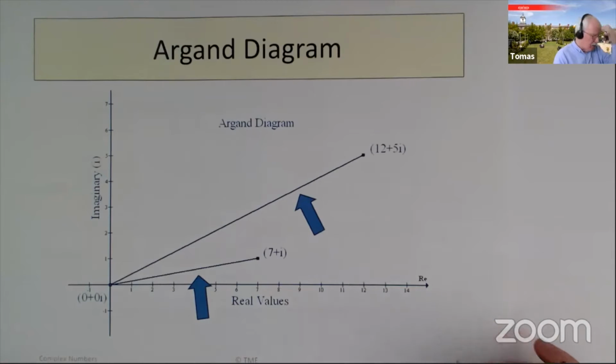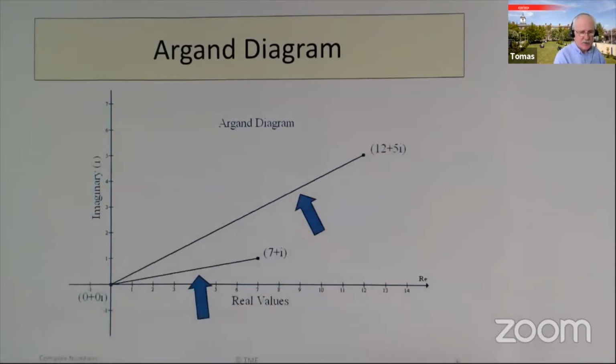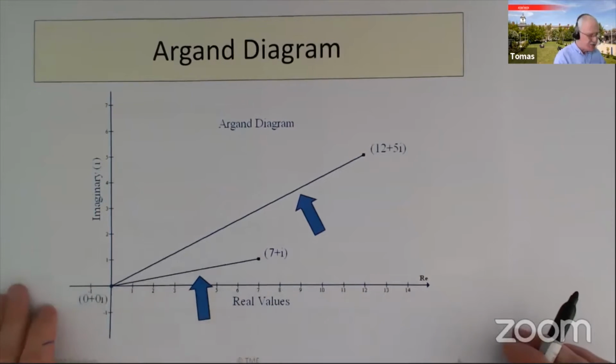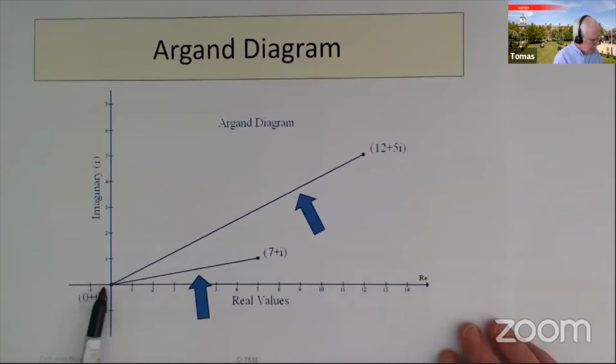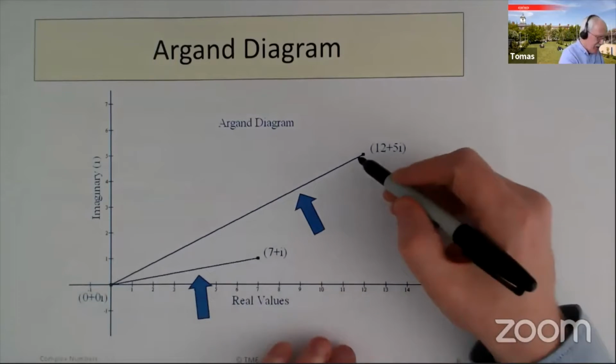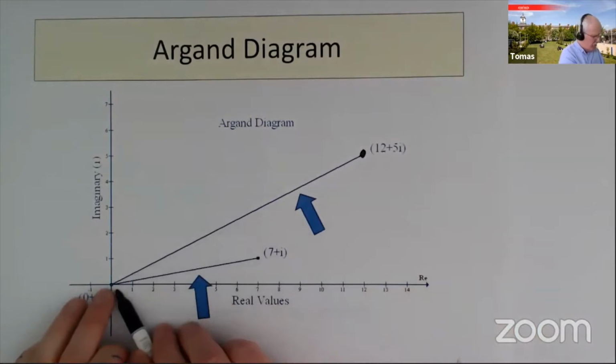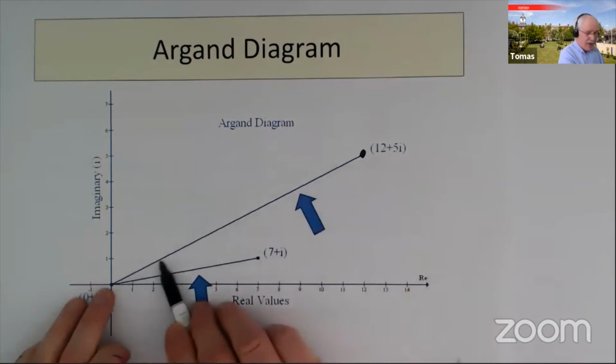Argand diagrams can also be drawn in some sort of lines or distances in this way as well. Different representations, sometimes called polar. So here we get 7 plus i, or 12 and 5i. To get to 12 plus 5i, you can imagine maybe walking from 0, or 0 plus 0i, all the way out this way. So that would be the length of it.